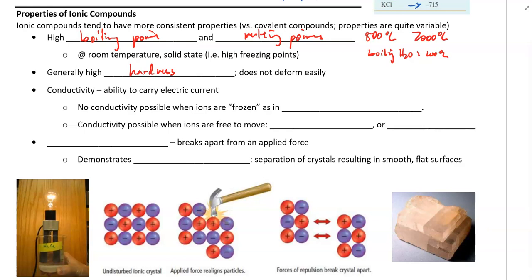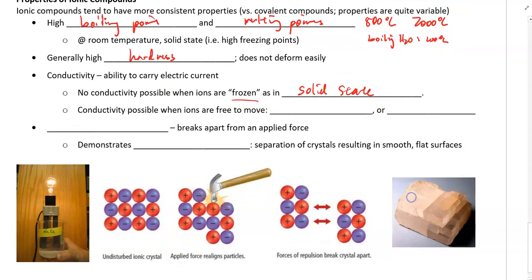Conductivity, right? This is the definition of how well something carries current. High conductivity, low conductivity, no conductivity. When it's a solid, right, no conductivity is possible when the ions are frozen as in a solid state. That means all of these ions are locked into place, so they're not going to move around freely. It can't carry current. But conductivity is possible when ions are free to move, when it's dissolved, usually in water, or when it is molten, right? Molten, or again in its liquid state. So when things are free to move about. You can recognize that as particle motion, so that makes sense too. So current's only possible when it's dissolved or when it's molten, when they can freely move about.